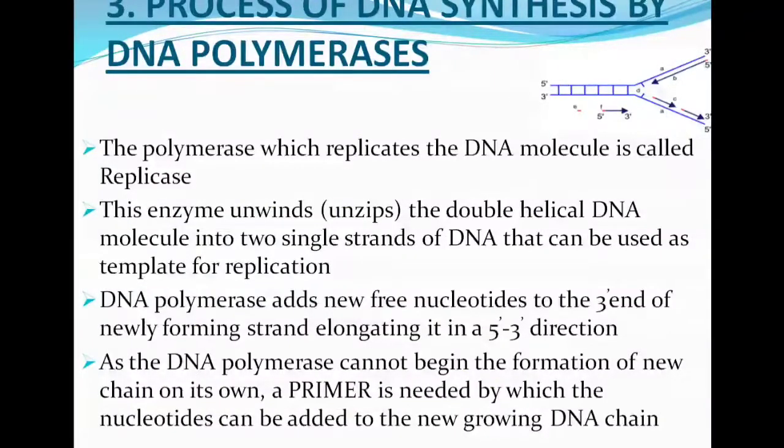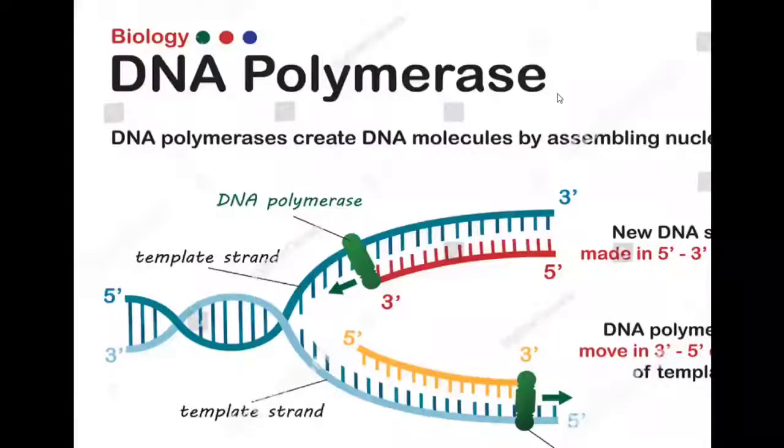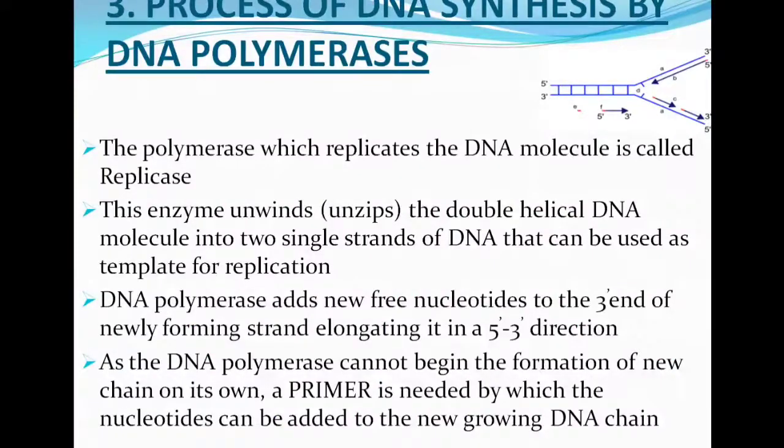And the third aspect regarding the DNA polymerases is the process of DNA synthesis. How the process takes place during the DNA synthesis? The first and foremost step in the process of DNA synthesis is the requirement or the presence of an enzyme which is called replicase. So the polymerase which replicates the DNA molecule is called replicase.